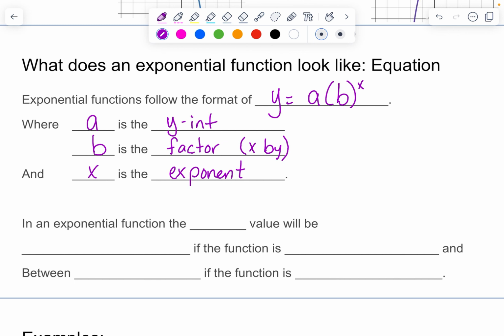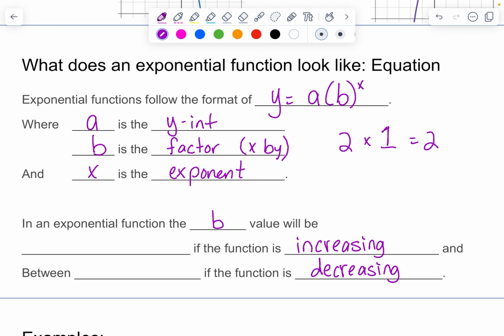Now, here's something to think about. The b value is what determines whether your function is increasing or decreasing. So that's a number that you're multiplying by. If you think about multiplying, if I multiply by 1, everything stays the same. Don't write this down, by the way. Right? So if I had 2 and I multiplied it by 1, still going to get 2. Nothing's going to change. Not going to increase or decrease.